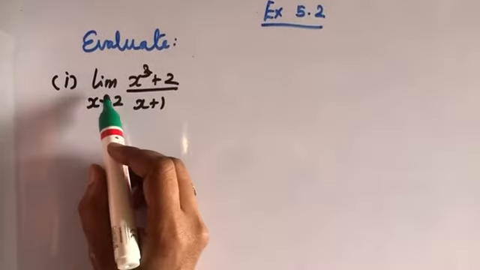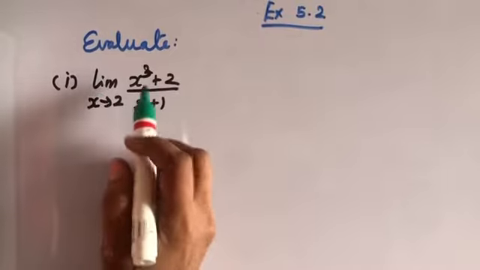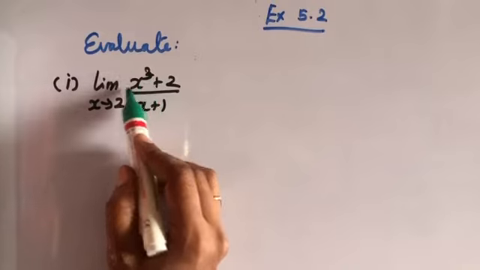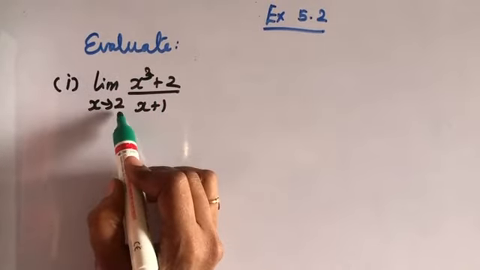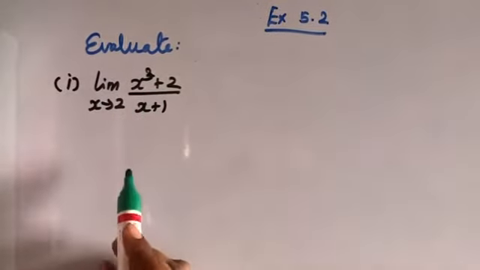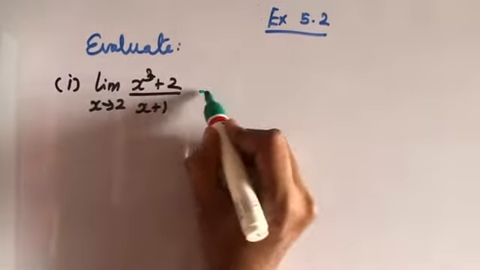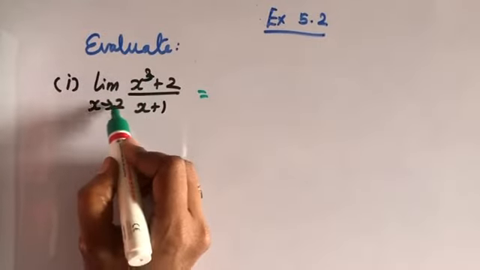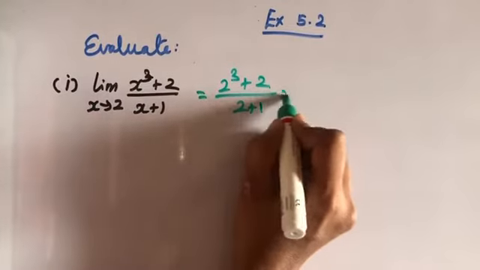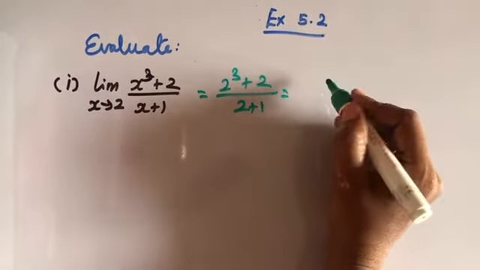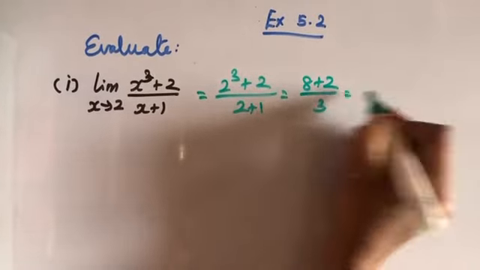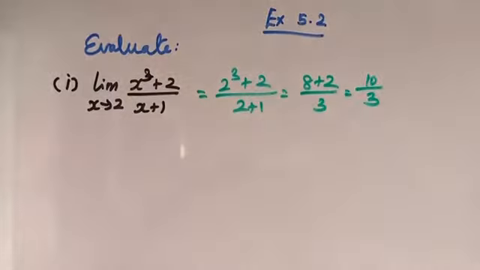First one, evaluate limit x tends to 2, x cube plus 2 divided by x plus 1. So, here instead of x we have to substitute 2, because x tends to 2, we have to find the value of this function. So, 2 cube plus 2 divided by 2 plus 1. 2 cube is 2 into 2 into 2, it is 8. So, 8 plus 2 divided by 3, that is equal to 10 by 3, that is the value of this one.